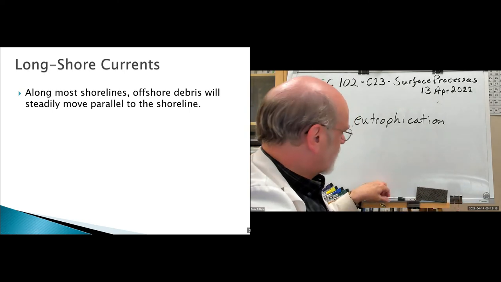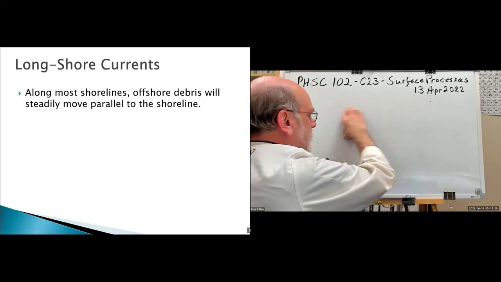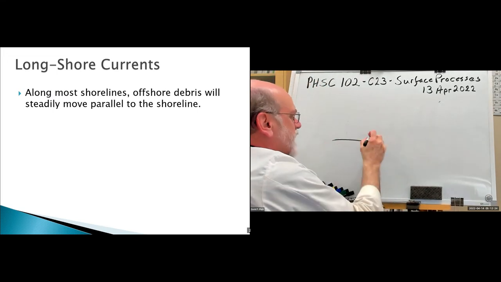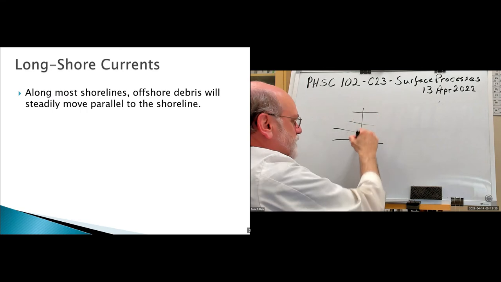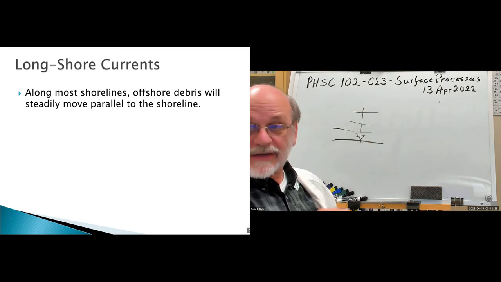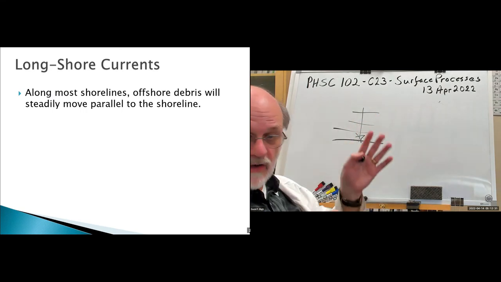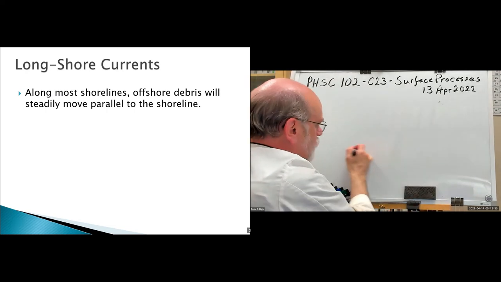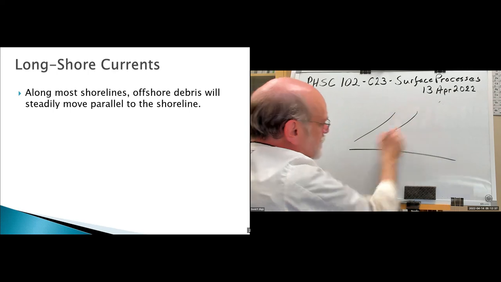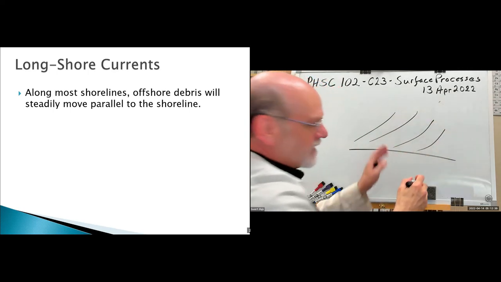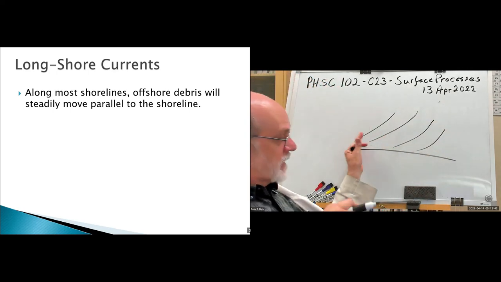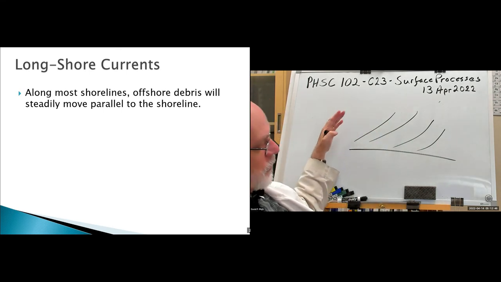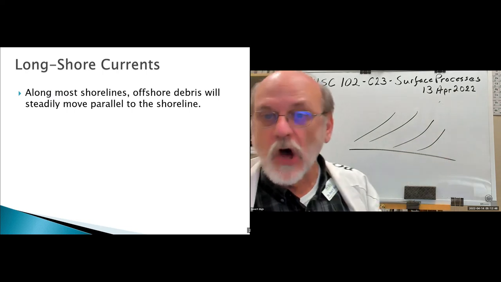Instead of the wave moving in like this and directly impacting the shore perpendicular, most of the time, the shore is like this and the wave is moving like this. And when it strikes the shore, it slows it down here and that produces a noticeable current, longshore current.